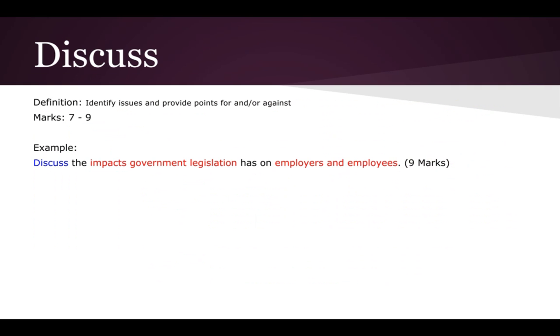This is the one I want to work on with you. And we're looking at discuss. You'll notice the Board definition of discuss is identify issues and provide points for and or against. So I've made this blue. As far as I'm concerned, this is going into a much higher order of questions.